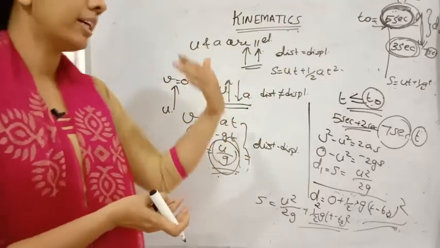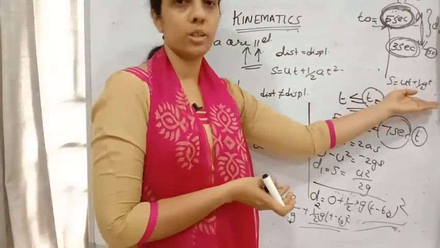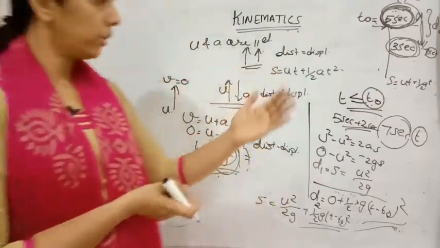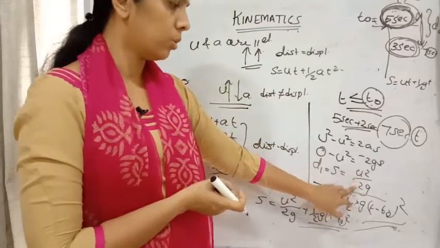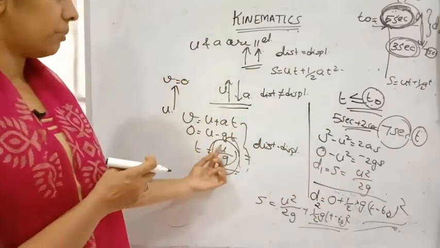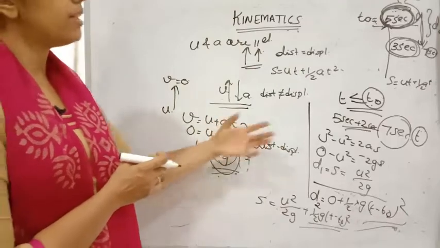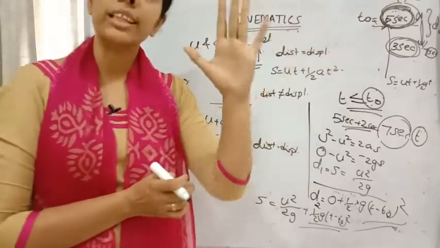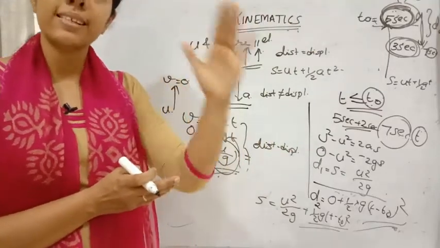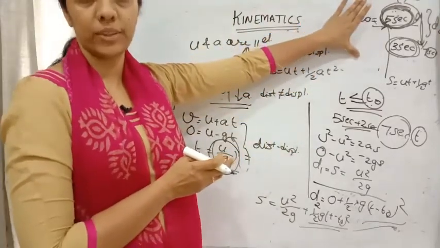Before the maximum height means you can directly apply the formula s is equal to ut plus half at square. You will get the final answer. Okay, or you can directly apply this formula alone. The time interval will be equal to u by g. That is, distance will be equal to displacement if we are considering a time which is less than the maximum time required over there.